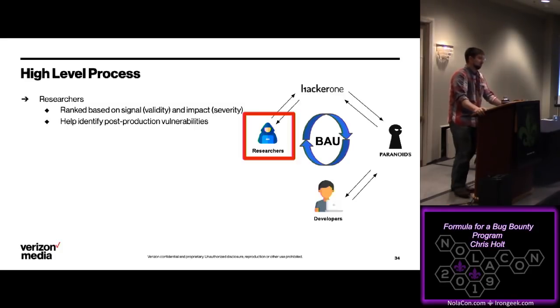I mix up the word researchers and hackers, but they're the same group of people. Sometimes there's a positive or negative connotation to one word or the other. I try to be consistent, but they know what they are. They're the ones finding bugs. They write something that resembles a report, and they send it in to us.